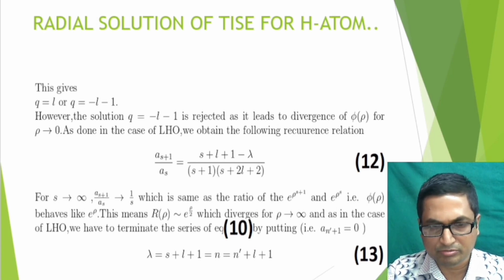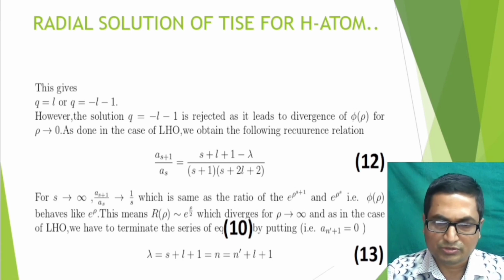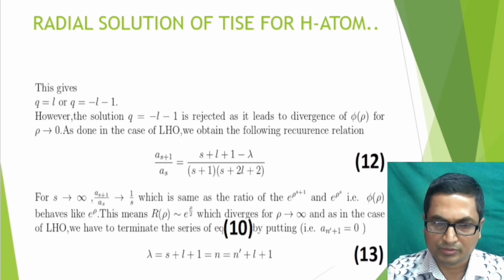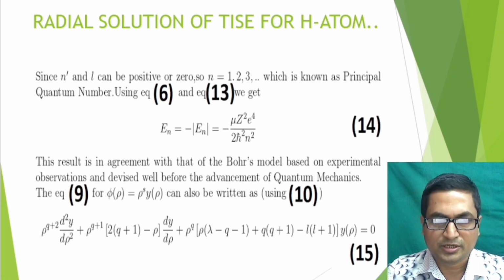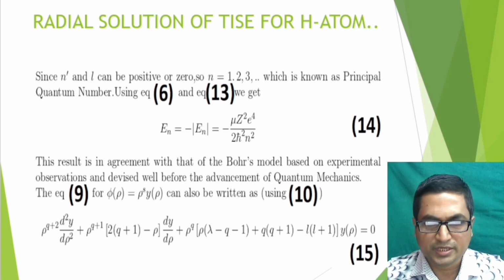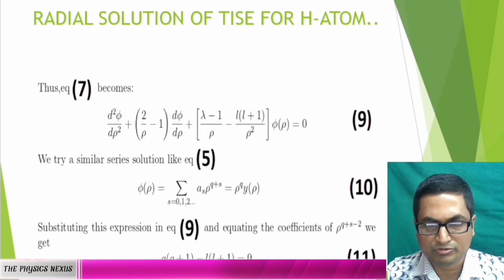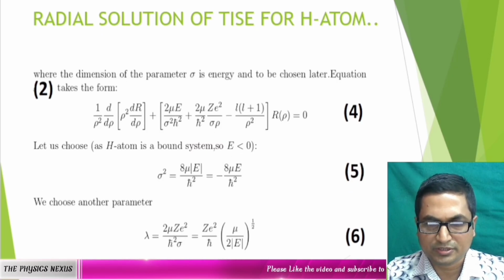So a s plus 1 is 0, and like that we put lambda equal to this particular thing, s plus L plus 1 equal to n, which is n s plus L plus 1, where n s is nothing but s. So just on the same track as the linear harmonic oscillator, we are terminating our series of equation 10 by converting it into a polynomial with a condition lambda equal to this, given by equation 13, and also we see that n is equal to 1, 2, 3, and will be later known as the principal quantum number. Using 6 and 13, we get that E n equal to this, because equation 13 is giving us lambda, and if you remember equation 6, it's simply the energy of the system.